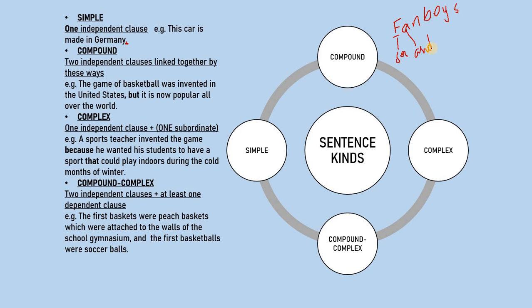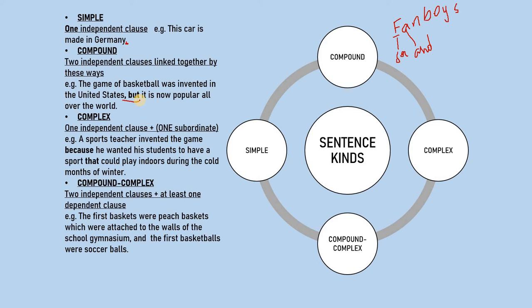The game of basketball was invented in the United States, but it is now popular all over the world. As you have seen here, what do we have? We have a comma and a but, which is the coordinating conjunction.